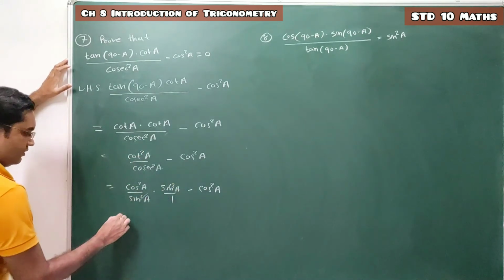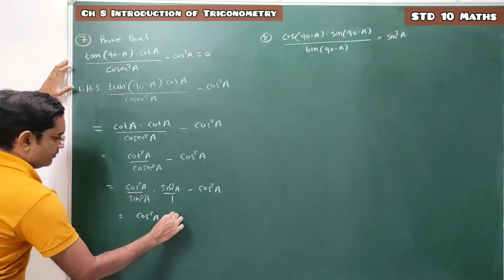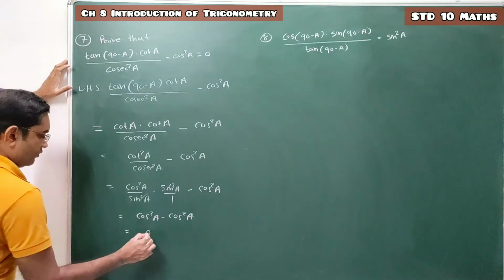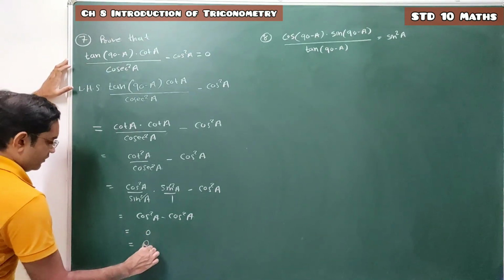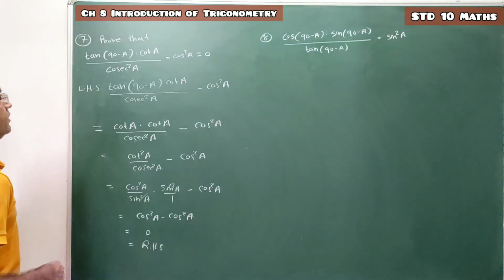This sin square is cut. So this is equal to cos square A minus cos square A. Cos square A minus cos square A is 0. This is equal to our required right hand side. Hence it is proved. Done.